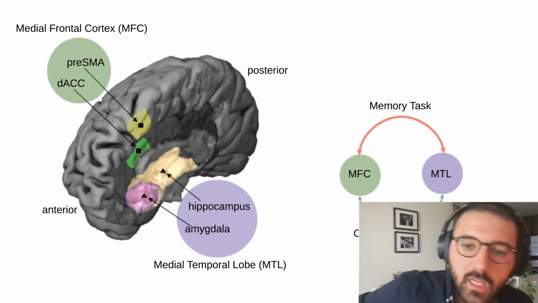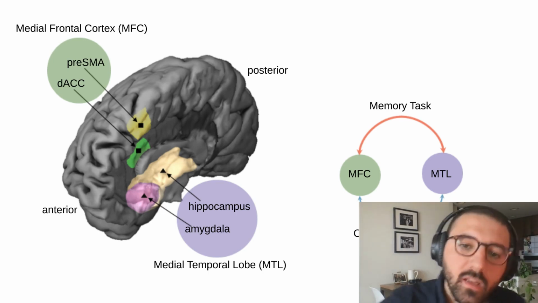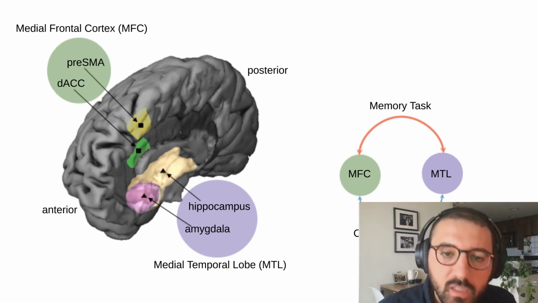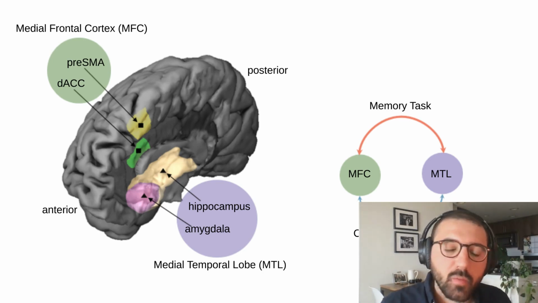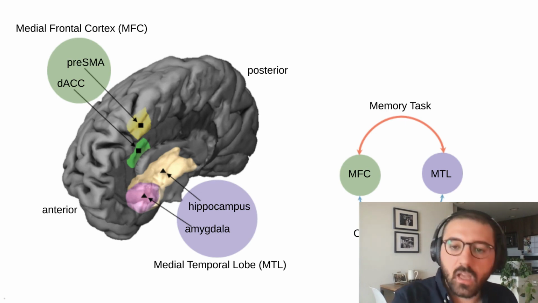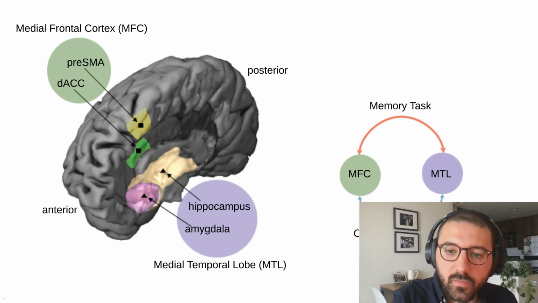So far we've looked at populations of cells within an area, and we've looked at representations of familiarity, representations of visual category of the item, and representations of choice as a function of response type and as a function of task type. One thing that we're particularly interested in is looking at the communication between medial temporal lobe and medial frontal cortex as subjects perform or alternate between these two different task types, the memory task and the categorization task.